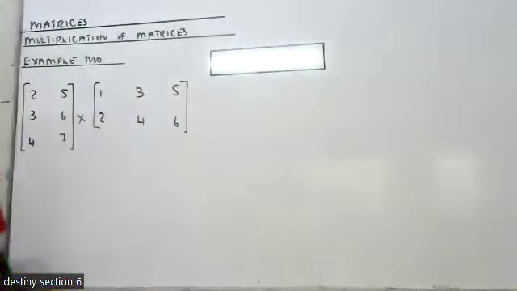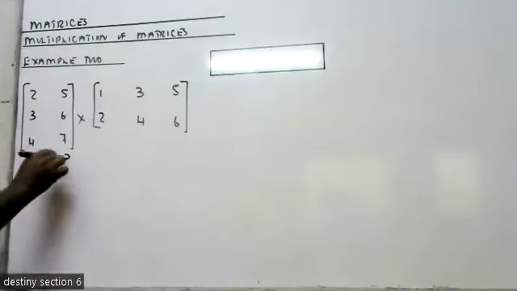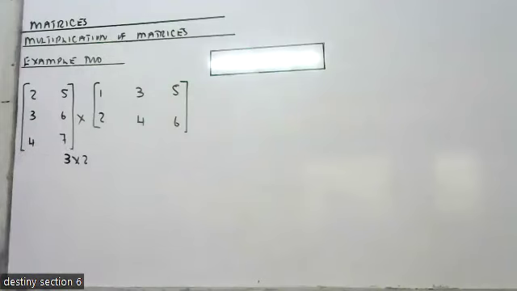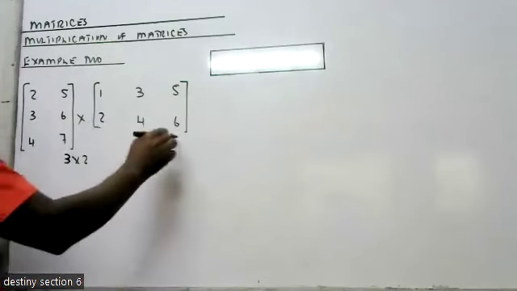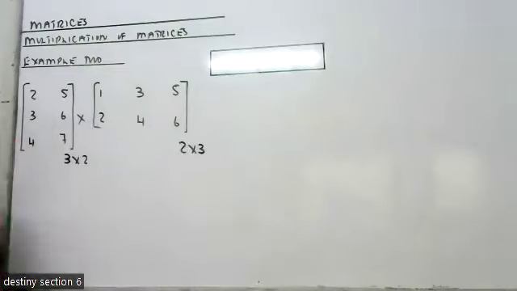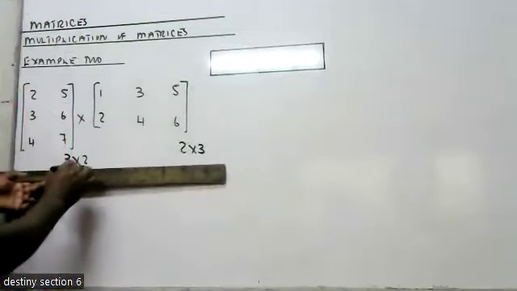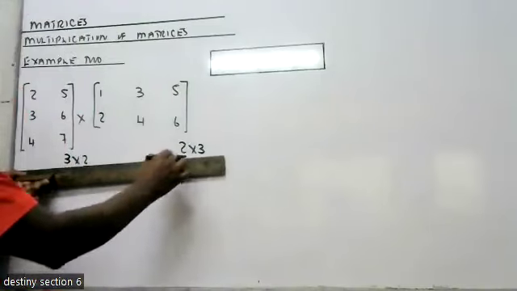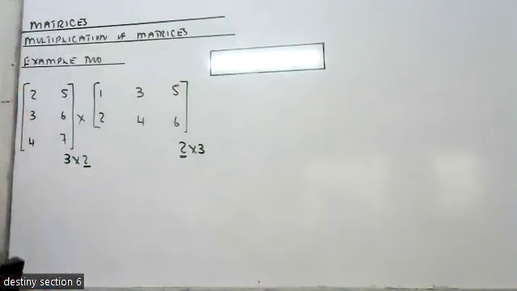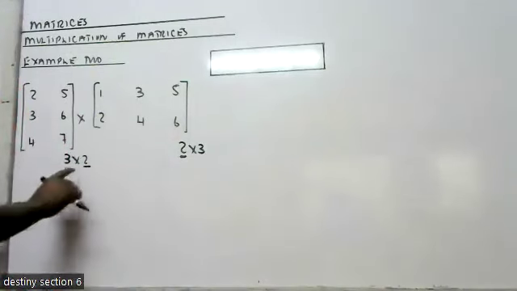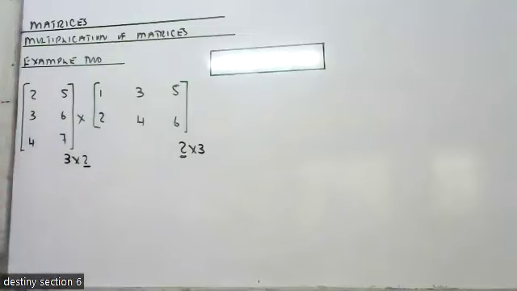What you do first is you check the order. So this one is a 3 by 2, and this one is a 2 by 3. Now for you to multiply matrices, the number of columns in the first one should be equal to the number of rows in the second one. So now that these columns are equal to these rows, it is possible to multiply.